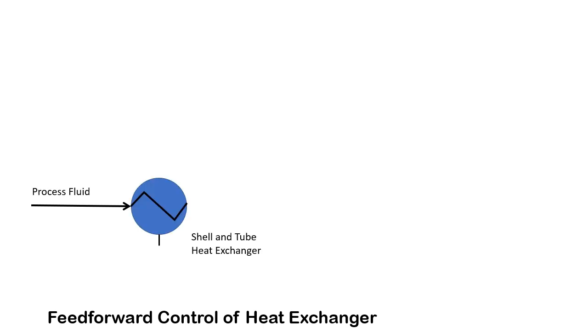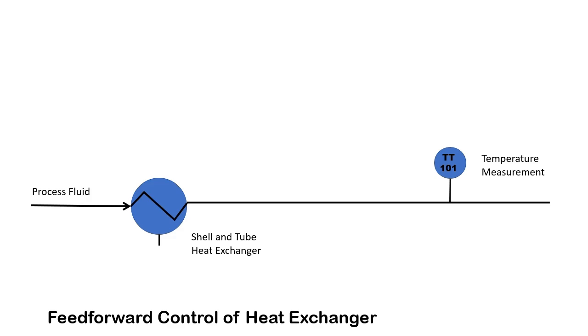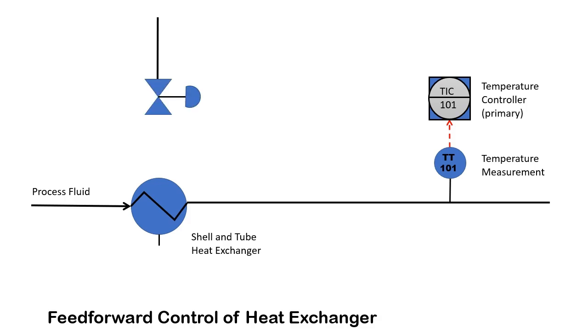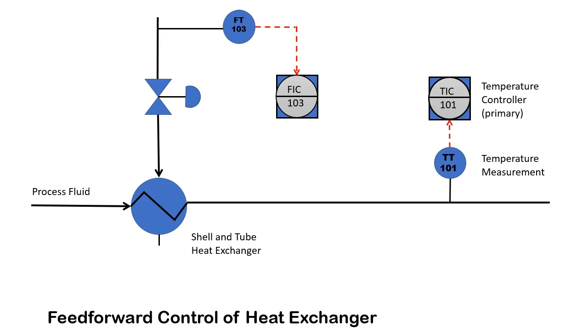In this case, we will be talking about feed-forward control of a heat exchanger. So there is a process fluid and it is getting heated in a shell and tube heat exchanger. At the outlet of the heat exchanger, there is a temperature transmitter, and this temperature transmitter sends a signal to a temperature controller. The process fluid is basically heated by a controlled steam flow. Steam flow is measured by an FT, and the FT sends the signal to a flow controller, and this flow controller controls the control valve at the inlet of the heat exchanger, thus controlling the steam flow into the heat exchanger. And this way it controls the temperature at the outlet of the heat exchanger.